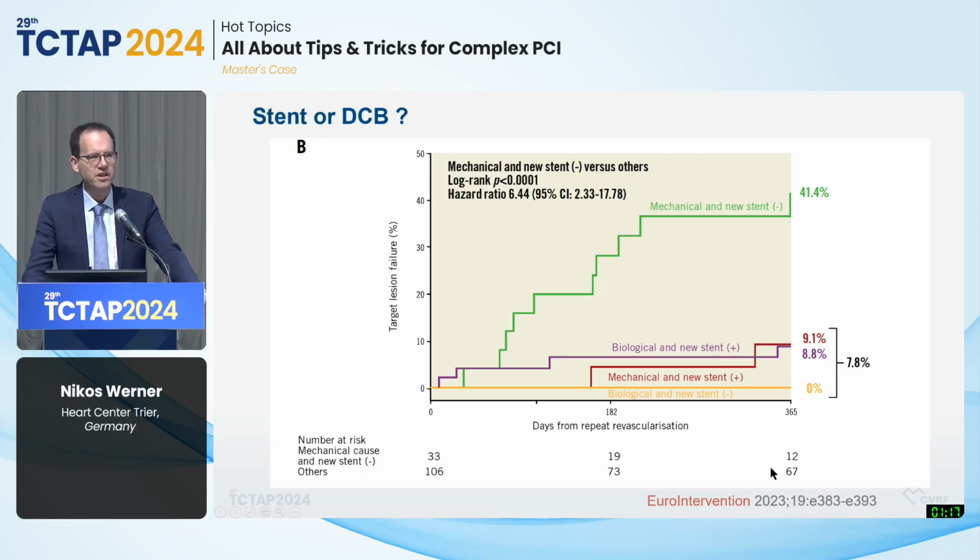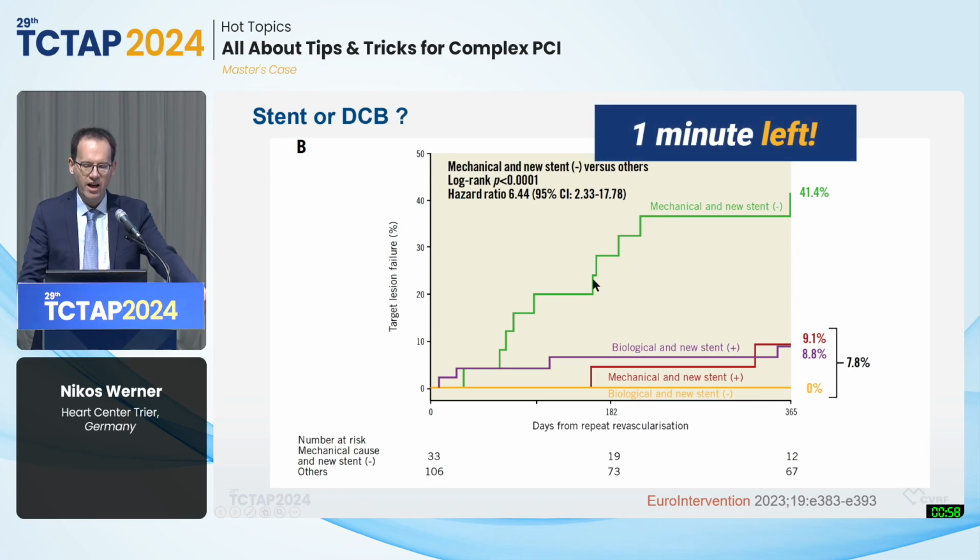So the question in these cases is always, do you need to put another stent in, or do you want to treat it with a drug-coated balloon? And again, it's important to understand the mechanism of the underlying pathology. So here's data again from this EuroIntervention study.